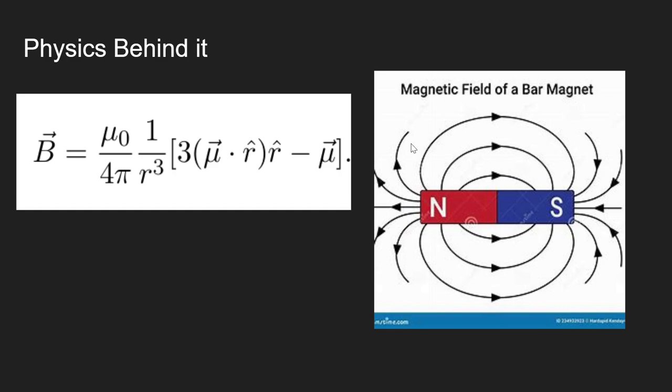So here is the formula for a bar magnet, and this applies anywhere it is. Mu naught is 4 pi times 10 to the negative 7, and mu is the magnetic moment, and then R represents the distance or the R vector. And then the magnetic field of a bar magnet is shown here, and notice how it is pointing in the North Pole direction and how it kind of loops back to the South Pole.